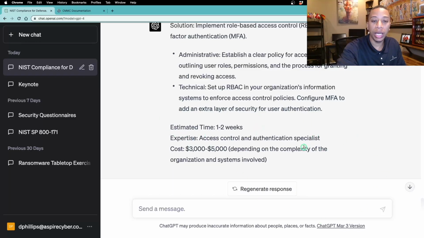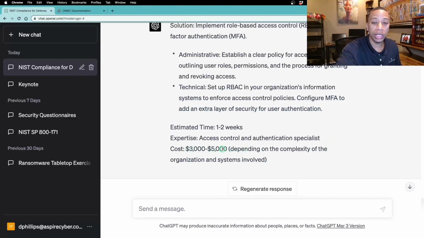It's going to add that extra level of security for user authentication. So it gives us an estimated time of 1 or 2 weeks to complete this. And then expertise, we're going to need someone that has access control and authentication expertise. And then it's saying the estimated cost is $3,000 to $5,000, depending on the complexity and the systems involved. So I think that's a pretty good starting point from the practice level. And now we're going to dive even deeper, making sure that we cover all the assessment objectives.